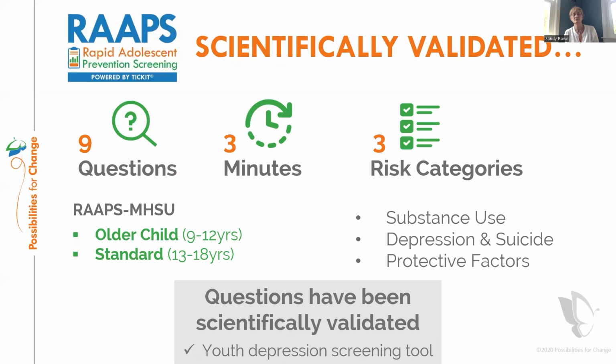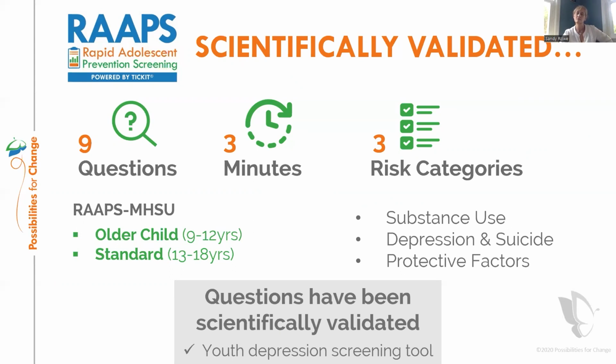RAPS was developed while I was at the University of Michigan, working with an amazing team of researchers, interdisciplinary clinicians, and youth to develop the questions and then the look and feel of the technology that is used to screen those students. The screening tool that we're focusing in on today is a version of RAPS that includes just the substance use, mental health questions, and protective factor questions.